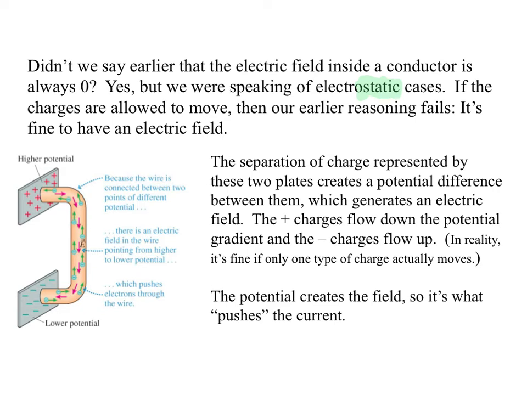In reality, remember, it's perfectly fine if only one type of charge actually moves. If only the electrons are moving, they'll still reduce the excess charge here and also reduce the excess charge here. The potential is what creates the field, so we can think of that as the thing pushing the current. The analogy that's good to get back to: if you think of current as being analogous to fluid flow, then the potential is essentially the pressure. It plays the role of the pressure, the thing pushing it forward. And as usual, things will want to flow from high pressure to low pressure.